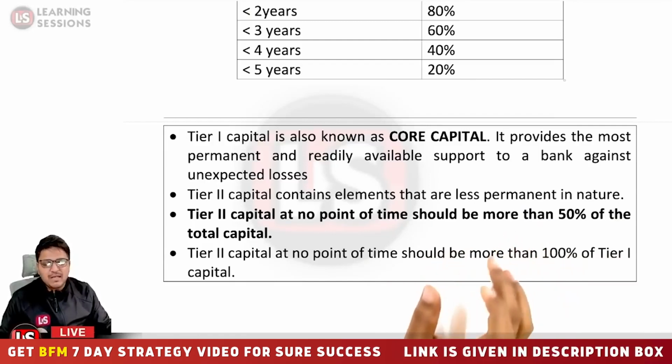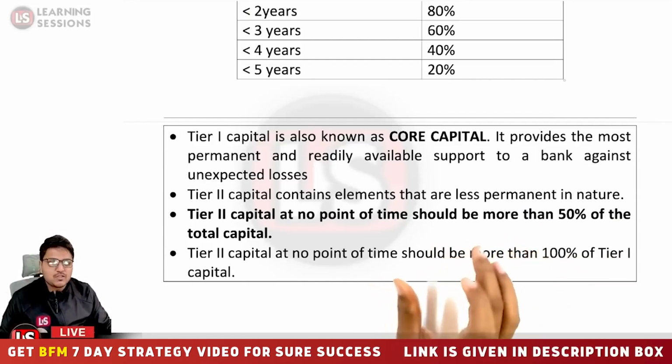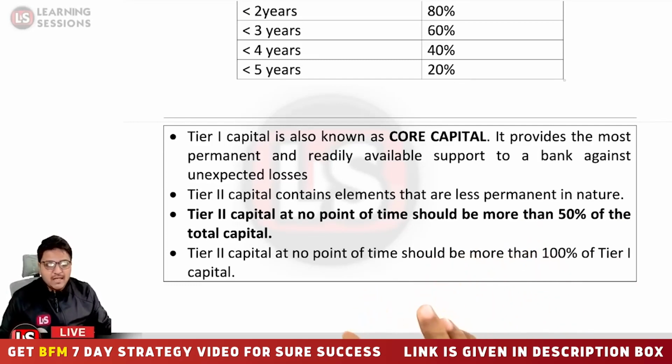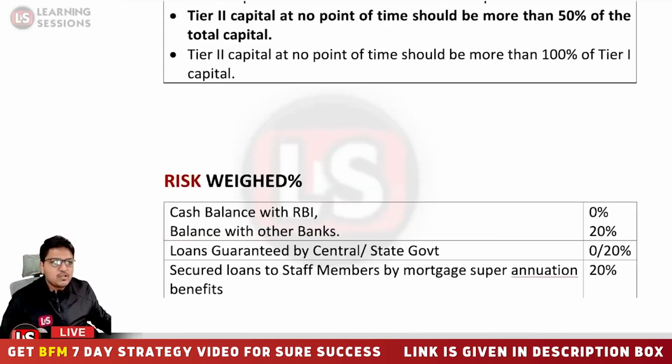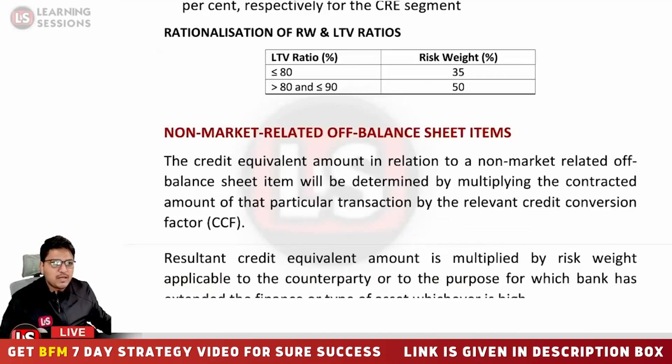If the total capital we are maintaining is 100 crore, the tier 2 capital must not exceed 50 crore, and tier 2 capital at no point should be more than 100% of the tier 1 capital. So these are the restrictions related to it. So let us solve a question based upon that.